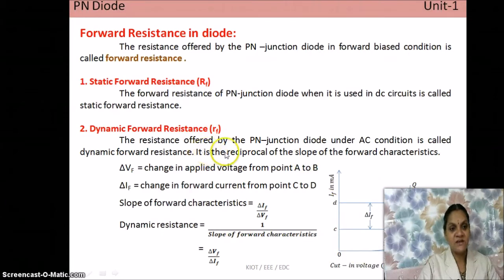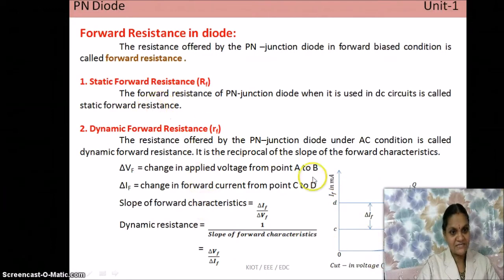We can say that the dynamic resistance is the reciprocal of the slope of the forward characteristics. That means you know how to plot the forward characteristics. From that characteristics, if you take the slope, and when you get the reciprocal of that slope, you will get nothing but the dynamic forward resistance. We will see how you are able to get it.